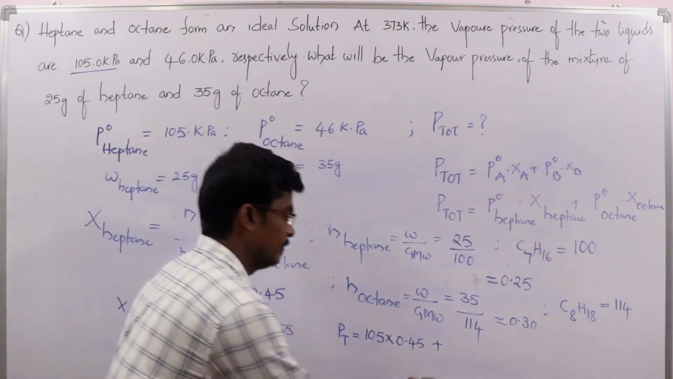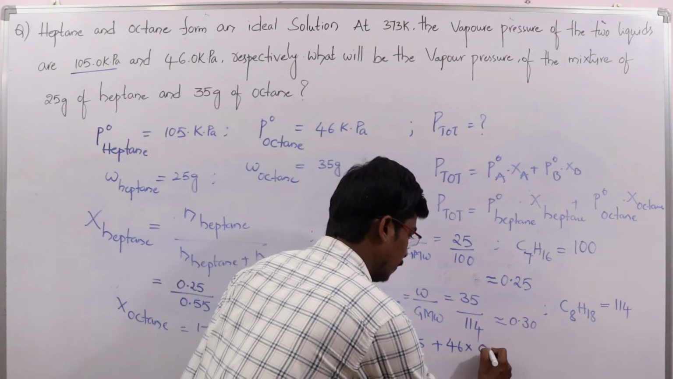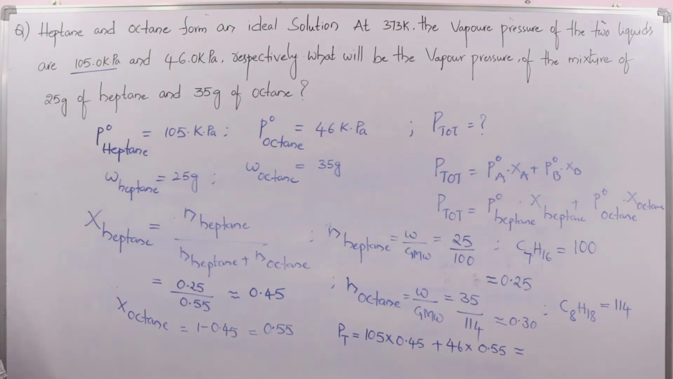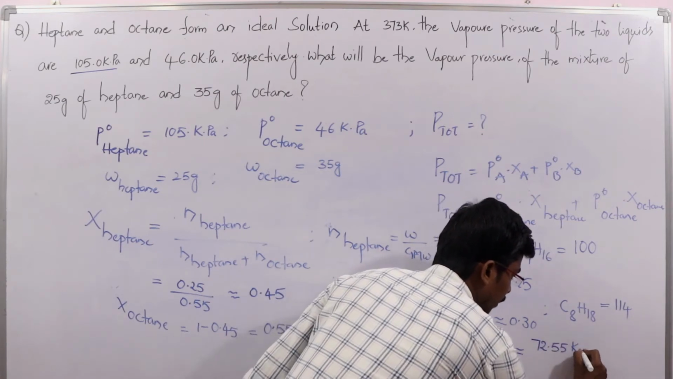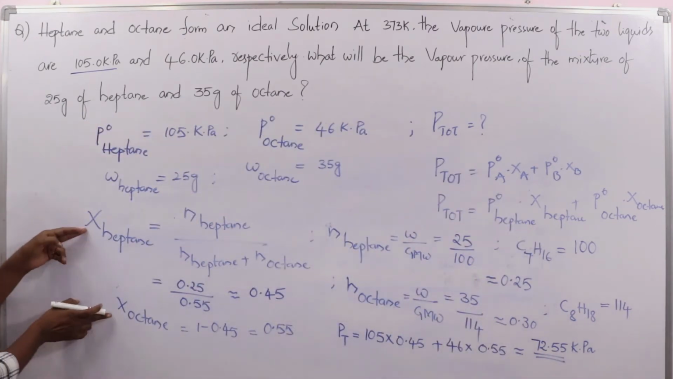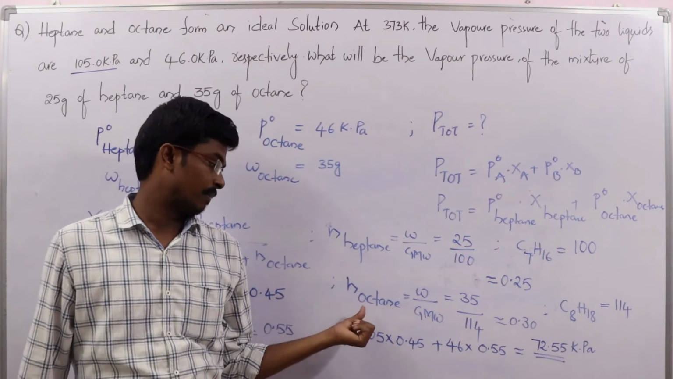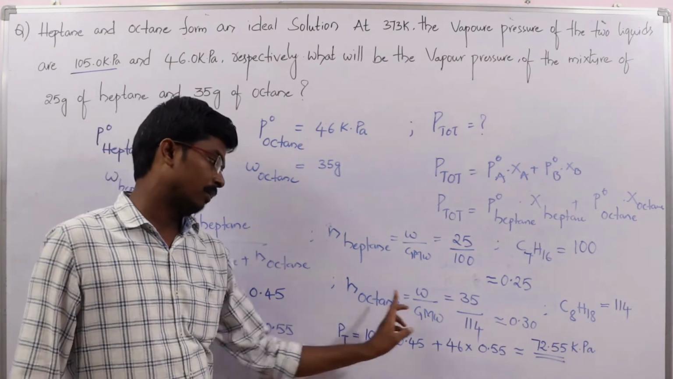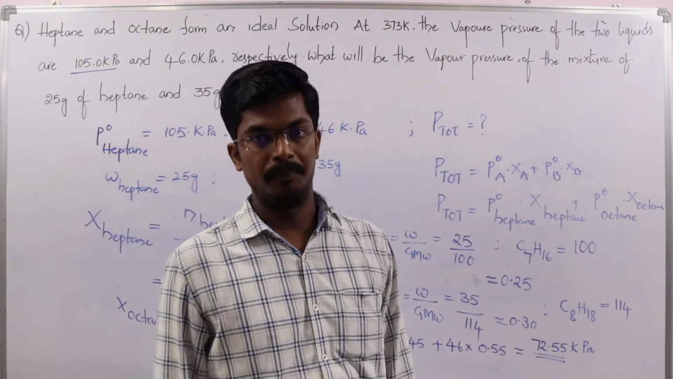How much is P naught octane? 46, times the mole fraction of octane 0.55. Okay. So you can do that, and you will get simply 72.55 kilopascal. Okay. So first we calculated the number of moles of heptane and octane, then the mole fractions, and finally we calculated according to Raoult's law. So what is the vapor pressure of the solution? 72.55 kilopascal. Now let us see the next one.